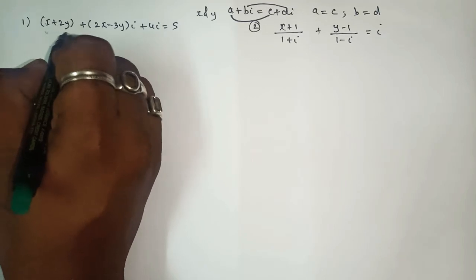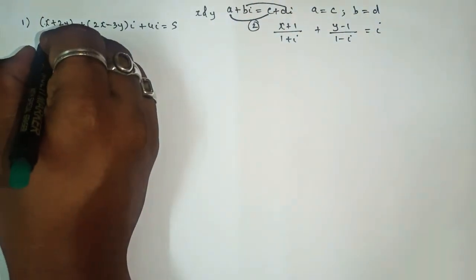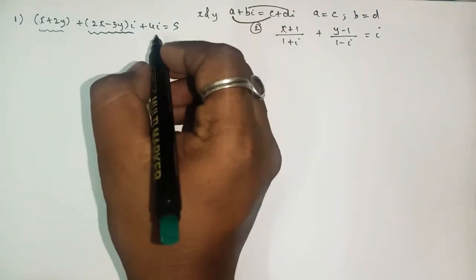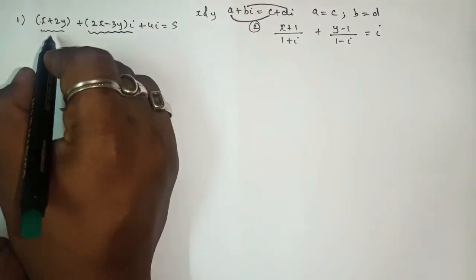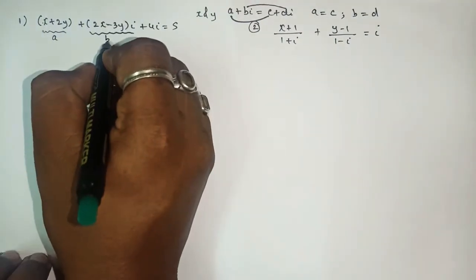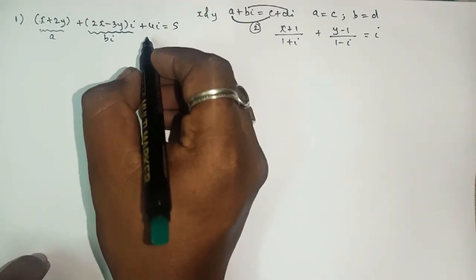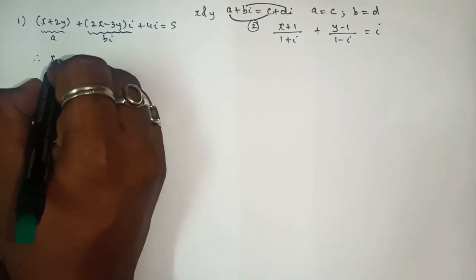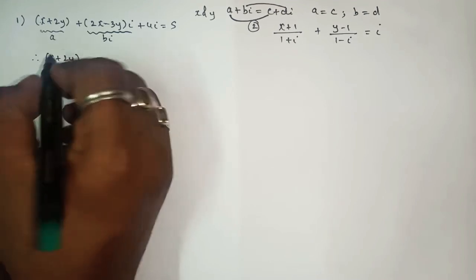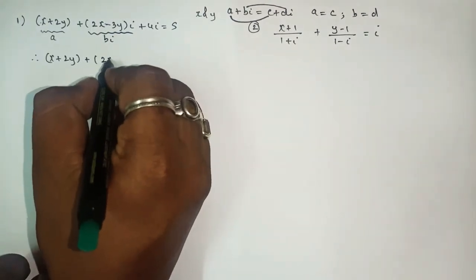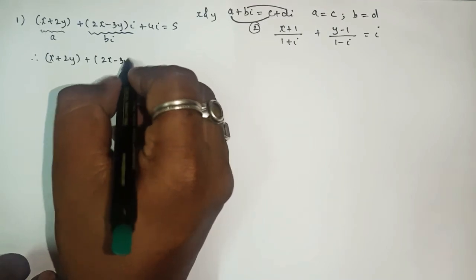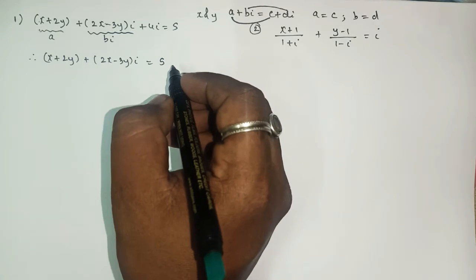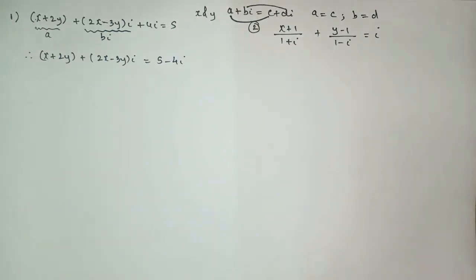This part is without i, yes or no, and this part is with i. So can I consider this as a and this as bi? This plus 4i will shift to the right hand side, so therefore (x plus 2y), already in brackets, plus (2x minus 3y)i equals, shifting this plus 4i to the right hand side, you will get minus 4i.